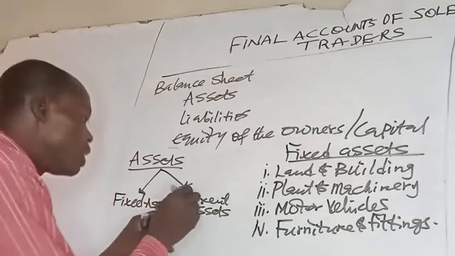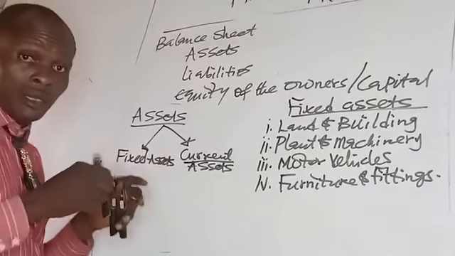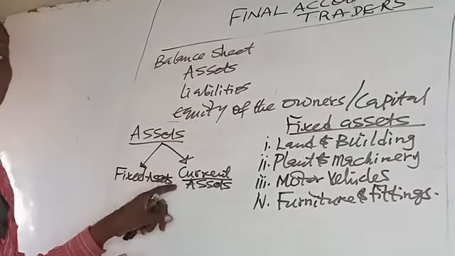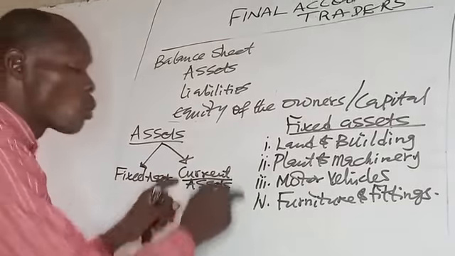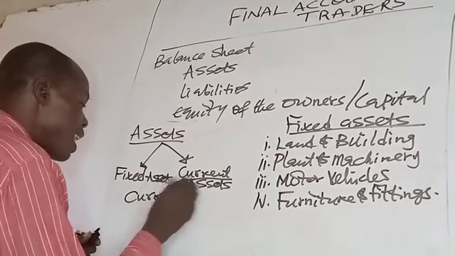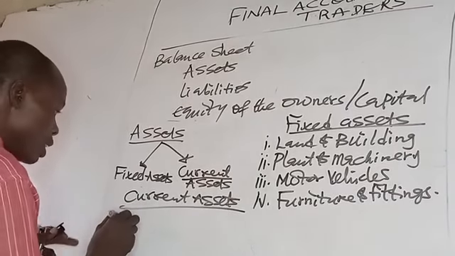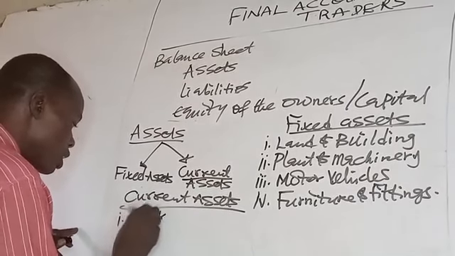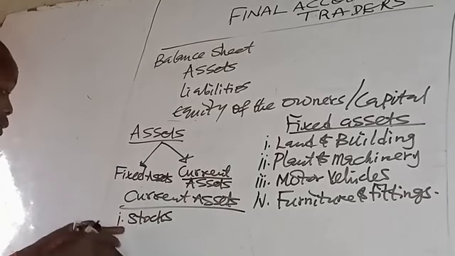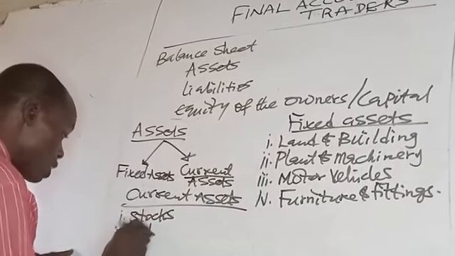Then the second category are current assets. As the name implies, current. When we say current, it is an asset that doesn't last more than 1 year. So current assets are assets that cannot last more than 1 year. Examples of current assets include stocks in trade. If a business is having stocks, the business is expected to sell everything within a year.